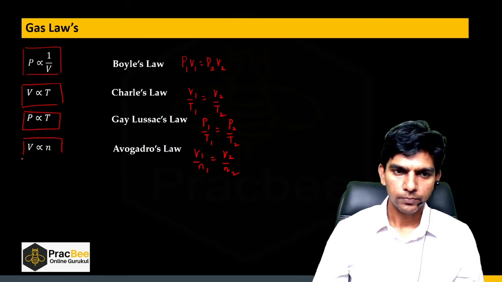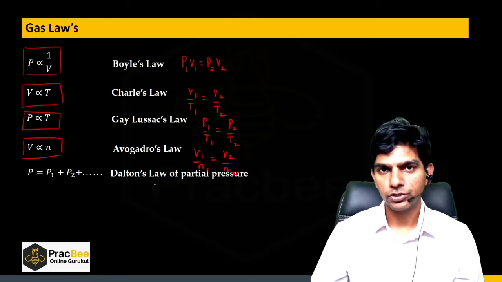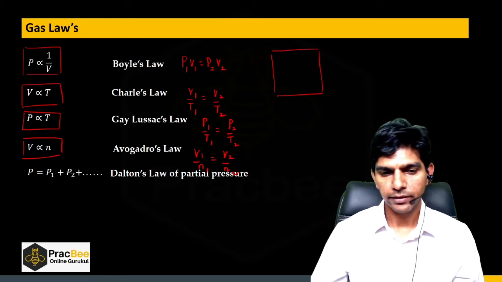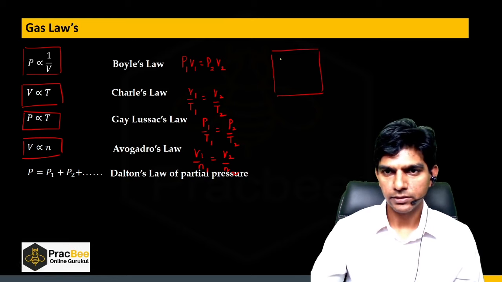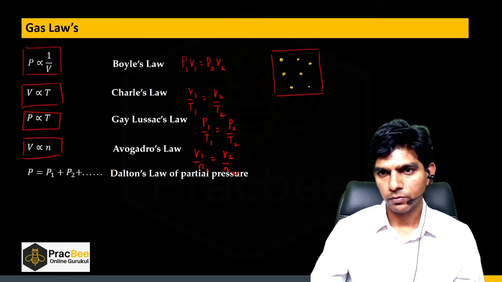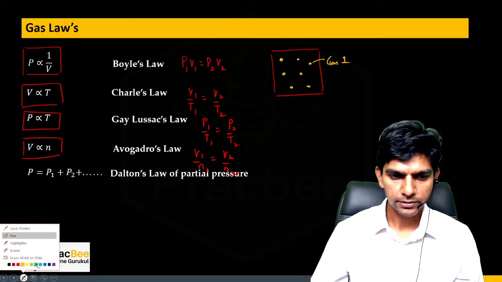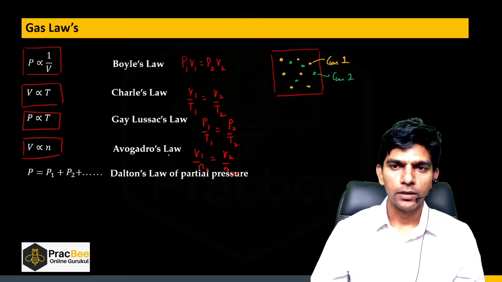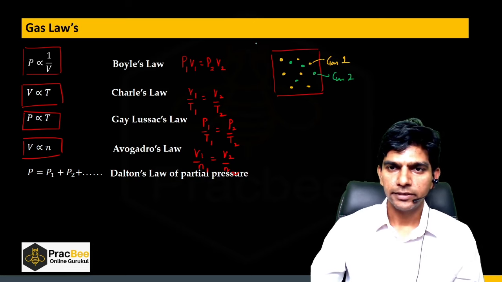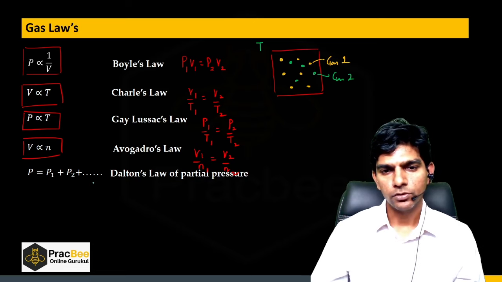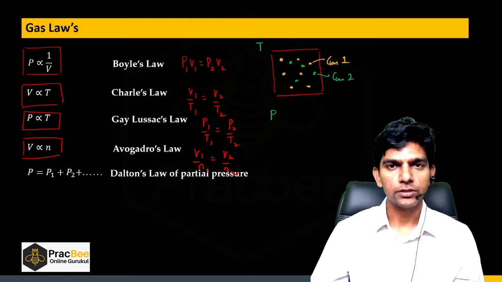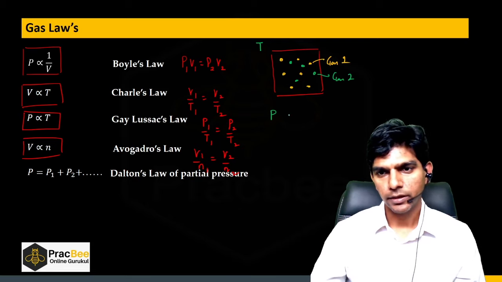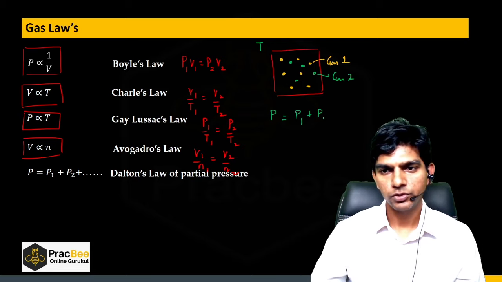Now let us see another law, that is Dalton's law of partial pressure. So what is Dalton's law? Suppose there is a container, and in this container we have two different types of gases. Let us say this is gas 1, and there is another gas, gas 2. Now it has a certain temperature, right? So according to Dalton's law, if P is the pressure of both the gases, it will be nothing but the summation of the individual pressures.